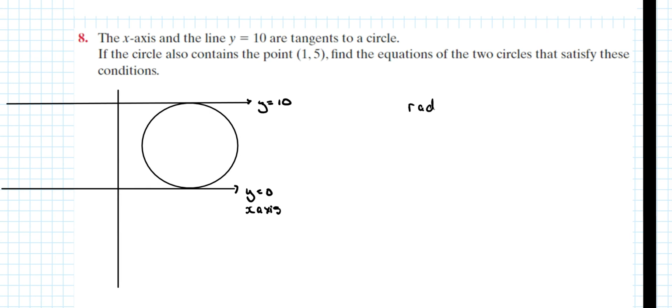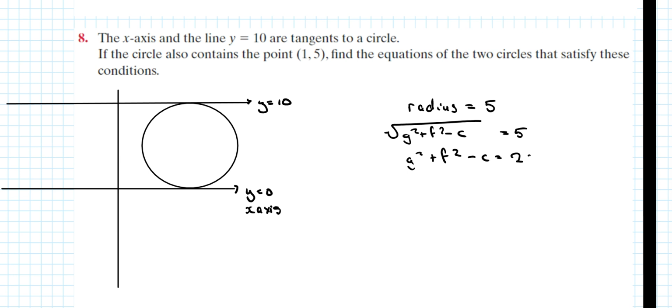We know the radius is going to be 5. So that's g squared plus f squared minus c is going to be 5. G squared plus f squared minus c is equal to 25. Brilliant, equation 1. I know the center is minus g, minus f.